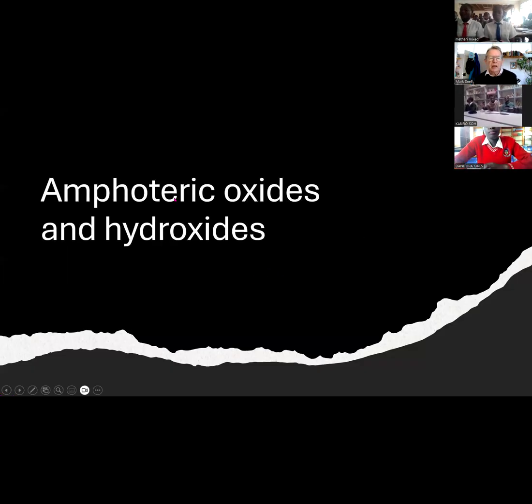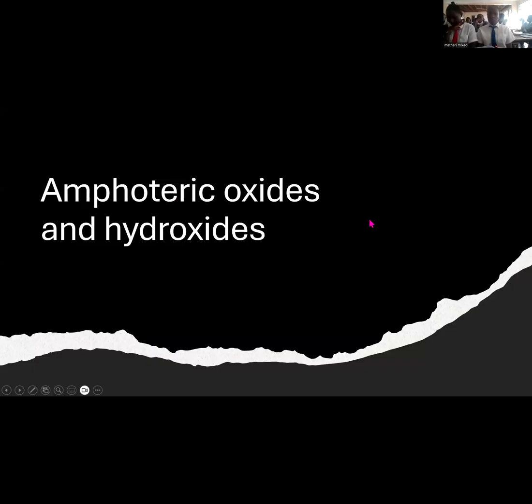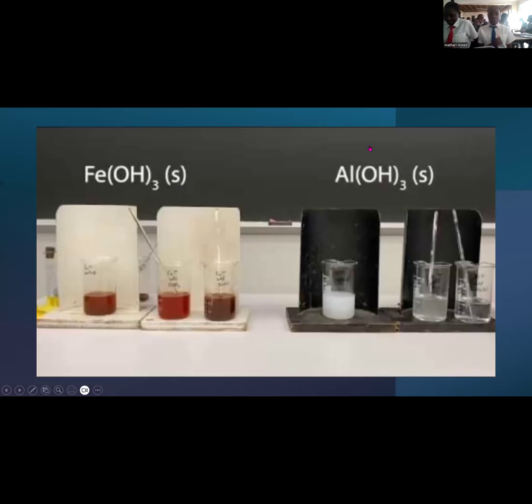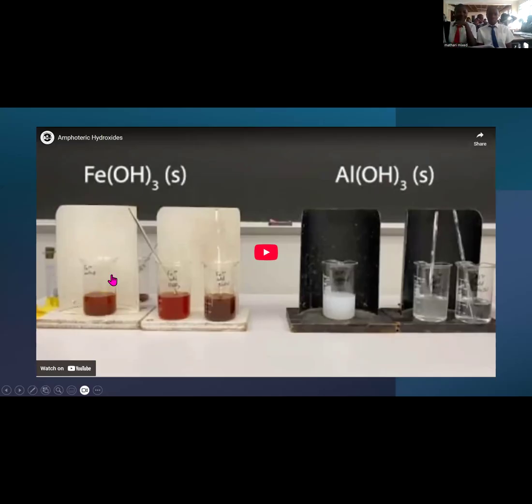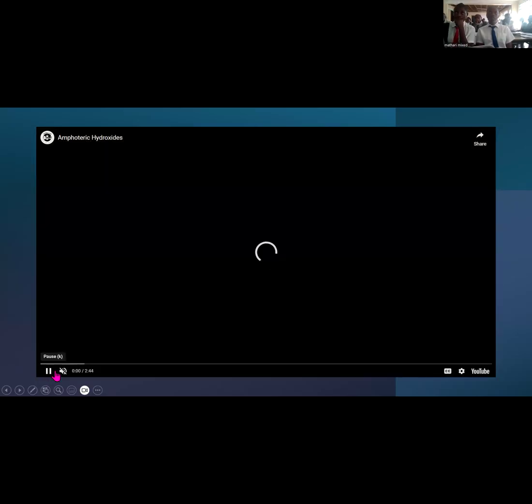So we have done amphoteric. Amphoteric are the ones which redissolve in alkali. Your teacher will get this, which is something that you can watch. But basically, it takes iron 3 hydroxide and aluminium 3 hydroxide, as it says at the top, and it adds nitric acid to one and sodium hydroxide to another. I'm just going to show you the result of this. We're not going to watch it.